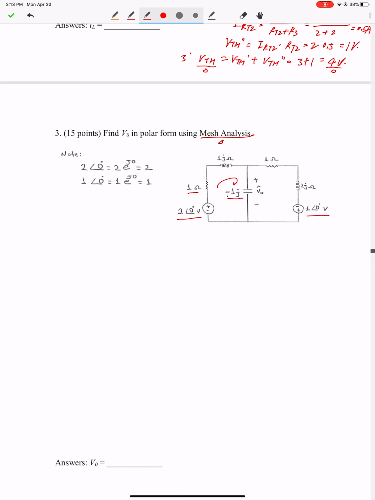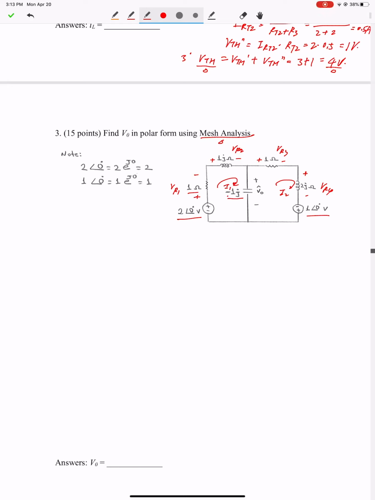So let's define 2 mesh currents, I1 and I2, flowing in the clockwise direction. And let's say this is VR1, this is VR2, this is VR3, and this is VR4. Based on the mesh current direction, VR1 should be positive on the bottom side and negative on the top side. VR2 is positive on the left, negative on the right. VR3 is positive on the left, negative on the right. And for VR4, positive is on the top side, negative is on the bottom side.